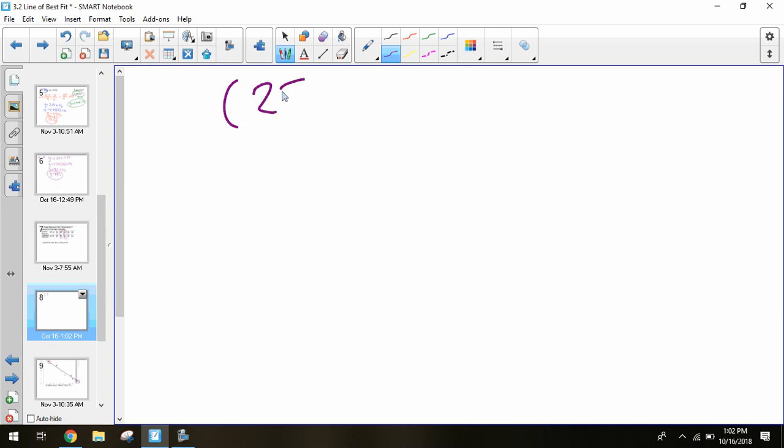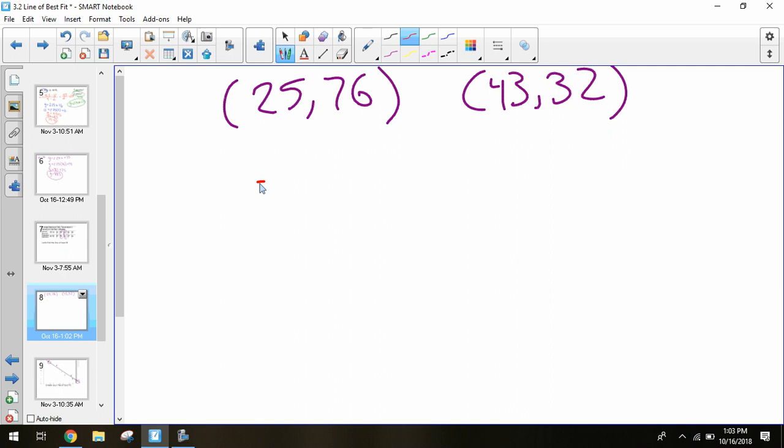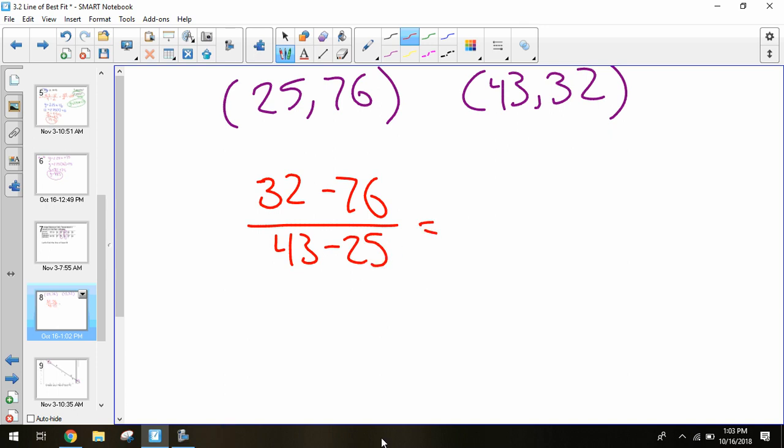So 25, 76 and 43, 32. So once again, in order to find slope, we're going to take our y2 minus y1 over x2 minus x1. And once again, we're probably going to get some ugly numbers, but that's okay.